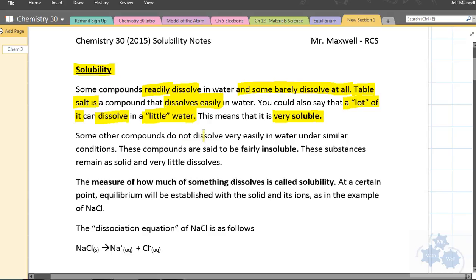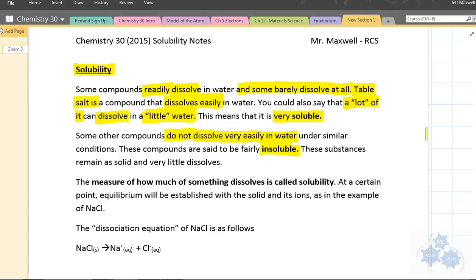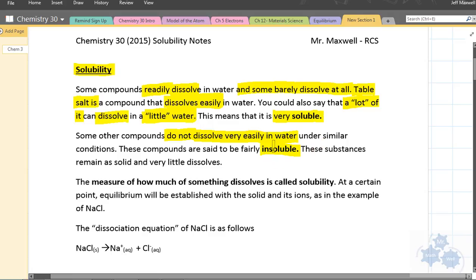Some other compounds do not dissolve easily. If they do not dissolve very easily in water, under, of course, similar conditions, then these compounds are said to be insoluble. So there's soluble and there's insoluble. Not unsoluble, not soluble, but insoluble is the word. So if these substances that are insoluble are in solution, they remain as a solid. And very little of that solid would actually break off and be completely dissolved. A lot of it would remain as solid.